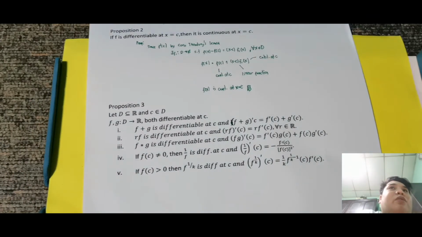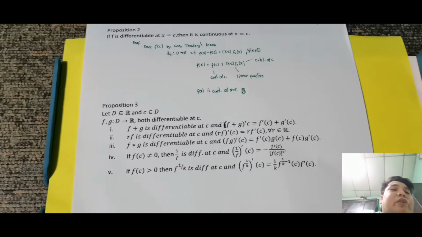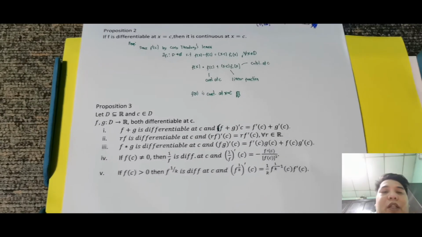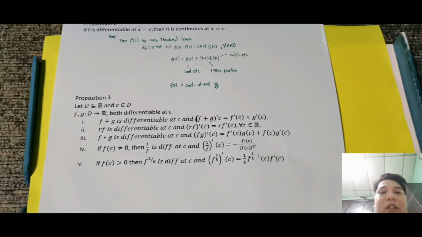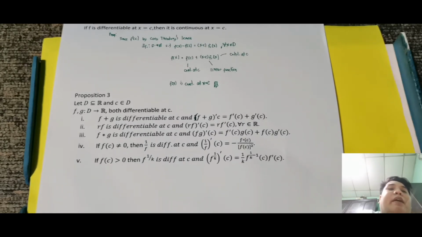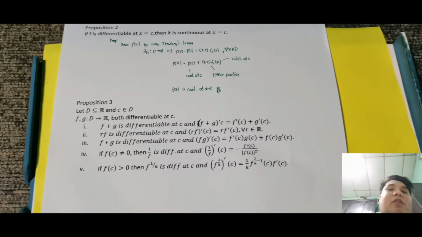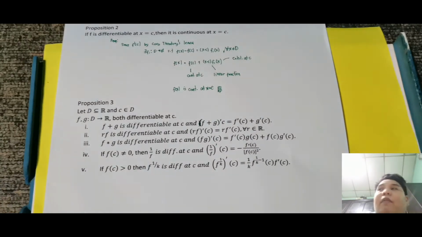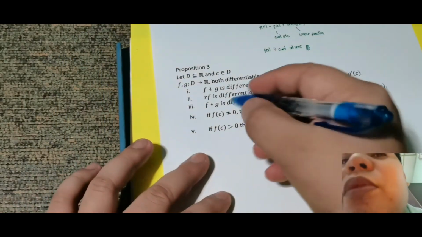Yung f over g, so yung derivative ng u over v is equals sa v du minus u dv over v squared. Then, if f of c is greater than 0, then f raised to 1 over k is differentiable at c, and f raised to 1 over k prime of c is equal to 1 over k, f raised to 1 over k minus 1 of c, then f prime of c. Okay, so ito yung parang nth root of f. Kunyari, nth root of f nyo, yan yung differentiable nyan. Hindi ko ipoprove, kasama sa problem set yan. Okay, so per assumption, dito nakasulat lahat ng assumption, ipoprove kasi natin yung buong proposition 3. So, ito yung proof.